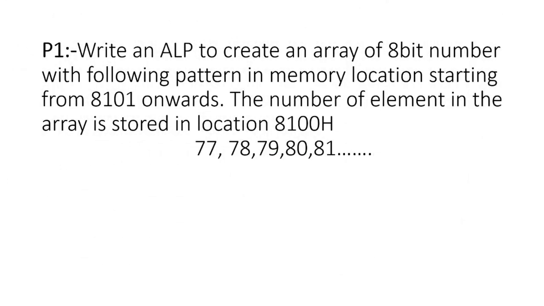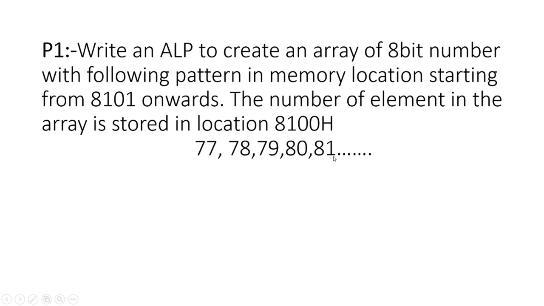In this section, we are going to discuss how to write an ALP, that is assembly language program, for a particular problem. For that, let's consider our first program: write an ALP to create an array of 8-bit numbers with the following pattern in memory locations starting from 8101 onwards. The number of elements in the array is stored in location 8100H.